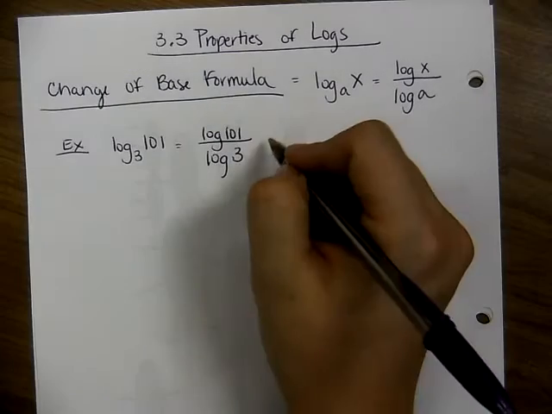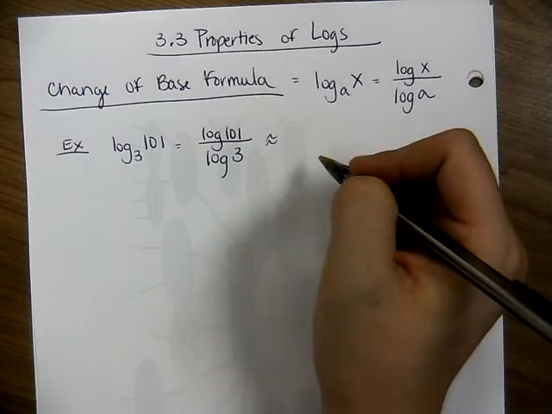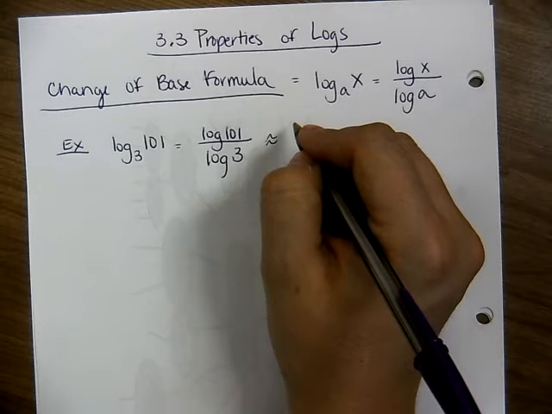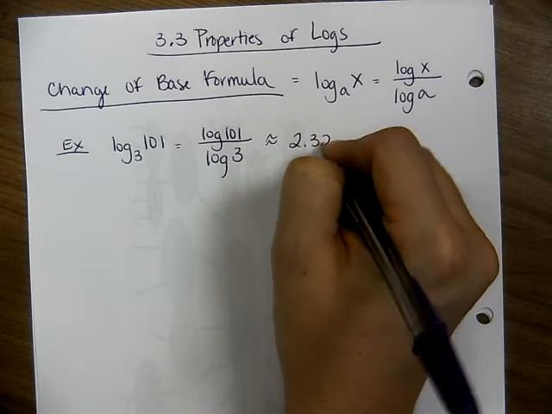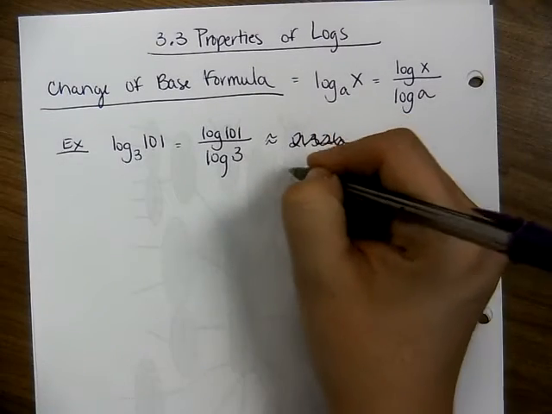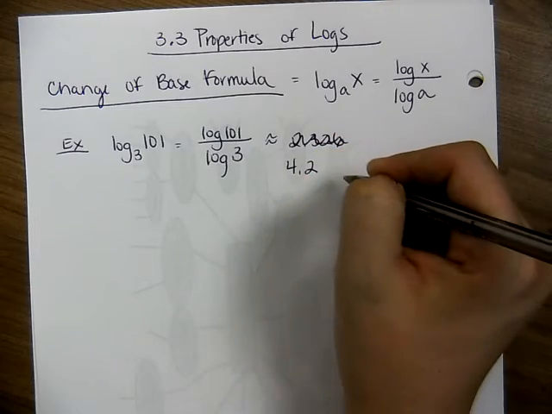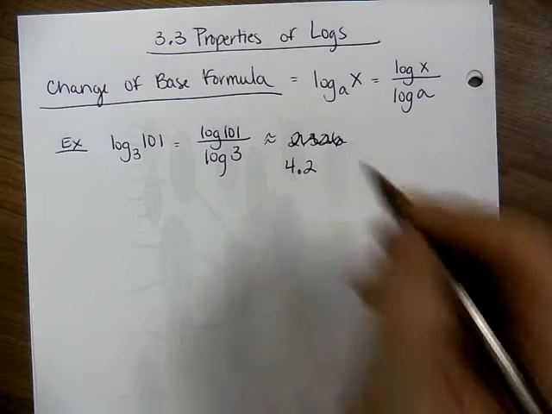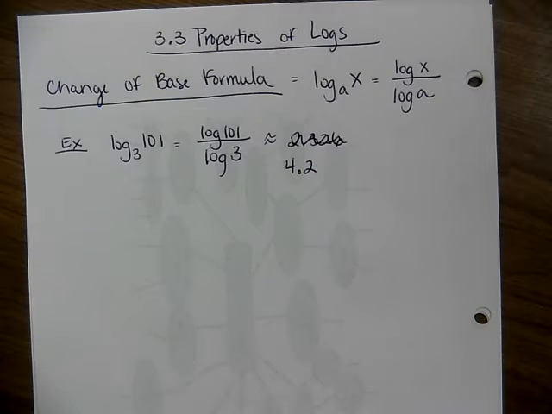What do you get? 2.326. Everybody agree with that? Okay. 4.2 what? Just 4.2. Okay. You might have to in your particular calculator. You can try it. Okay. So are we coming to consensus that it's 4.2 then?